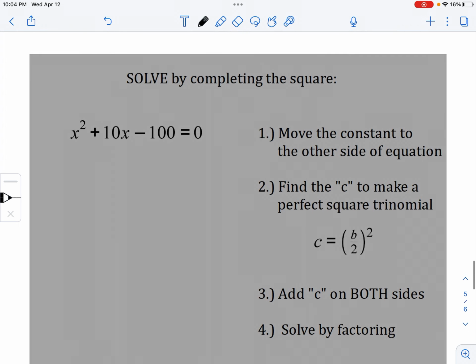Okay, so once again, same thing. We want to solve by completing the square. We're going to follow these steps right here. First, we want to move the constant to the other side. So that is our 100.